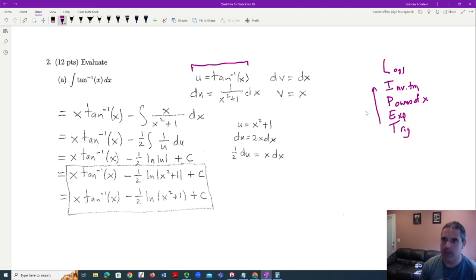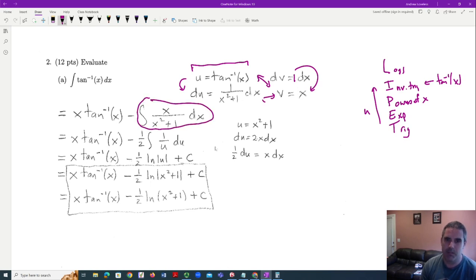But we pick u to be higher. And in this case, the only thing we were given is an inverse trig. And so we're going to pick that to be u. So you had to know this is the derivative. Then you had to integrate 1, which was x. And then it's uv minus v du. It's this. And then you had to deal with how do you integrate this one.